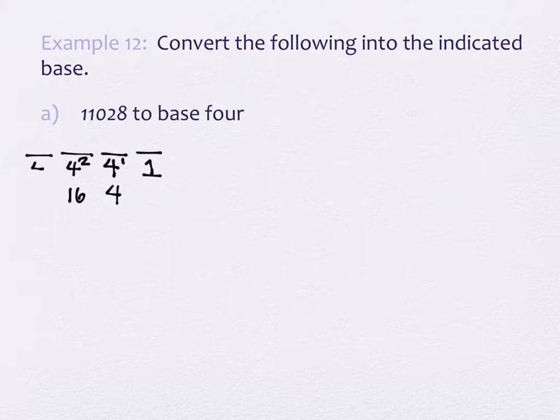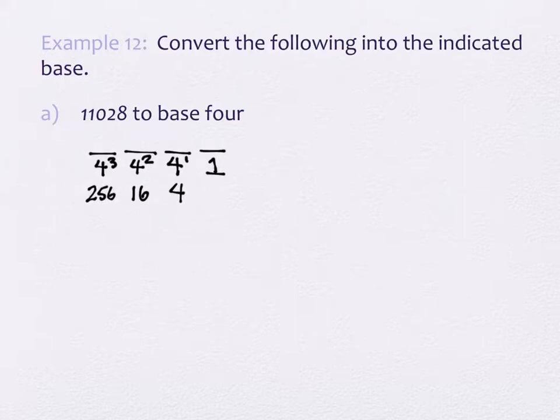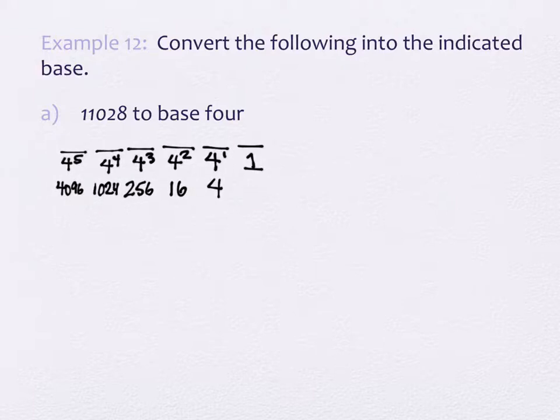You have some that are 4 to the 3rd, which is 256. I've run out of space, so I'm going to shift them all. You might have some that are 4 to the 4th, which is 1,024, or 4 to the 5th, which is 4,096. But if you try 4 to the 6th, you get 16,384, and you don't have that many crayons. Does everybody make sense of that so far?